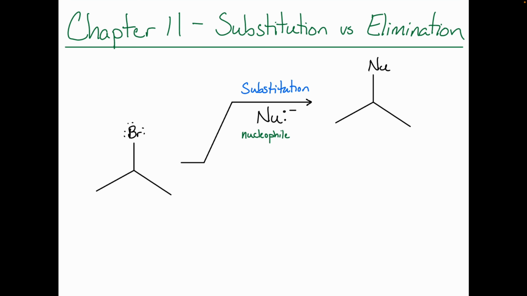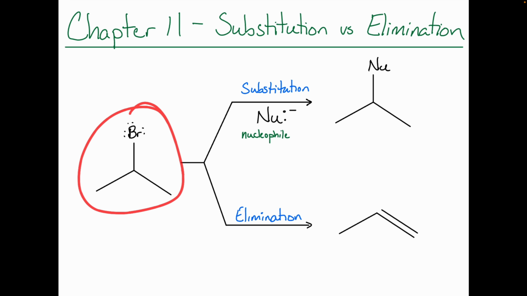And these reactions are in competition with what are called elimination reactions. An elimination reaction is where we take our alkyl halide, we get rid of that halogen again, but now we're not substituting it out. We're going to form a carbon-carbon double bond here. So we're converting our alkyl halide into what? An alkene.